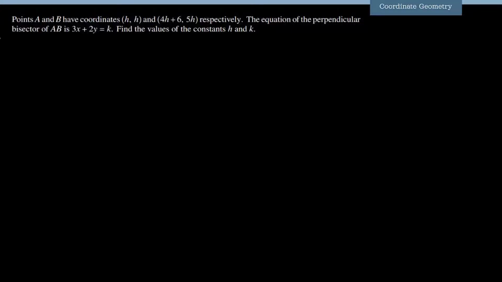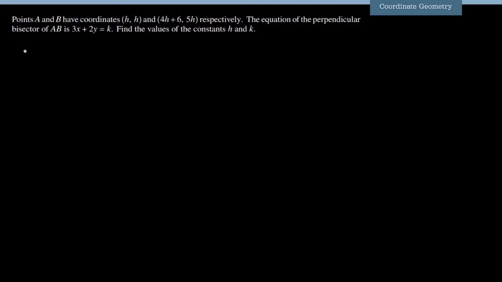Here I have a question that says points A and B have coordinates (h, h) and (4h + 6, 5h). And the equation of the perpendicular bisector of AB is 3x + 2y = k. I need to find the values of the constants h and k.